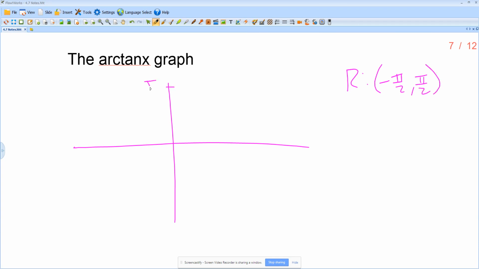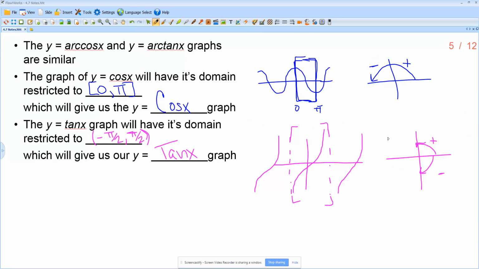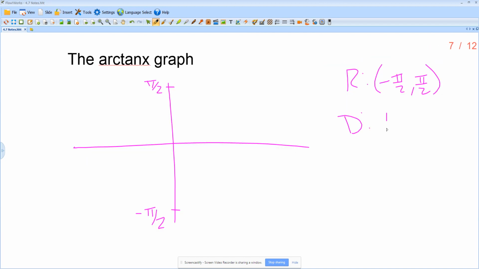So I'm going up to pi halves, down to negative pi halves. The domain of arctangent is going to be whatever the range of tangent was. Well, the range of tangent continues infinitely, so that was just all real numbers, or negative infinity to positive infinity. The way that this graph will look is now instead of vertical asymptotes, I will have horizontal asymptotes because I've switched x and y when I've done an inverse.